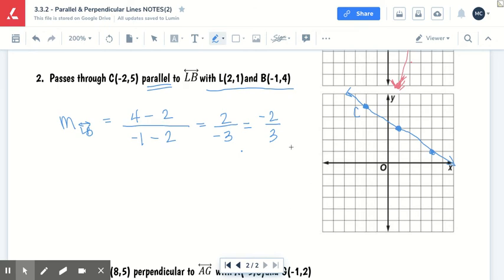I kind of skipped a step there. I talked about it, but I didn't talk about it in the right place. So let me go back just a little bit here. The point that I plotted was the point that they told me is on the line. The slope I used was the slope that I found from the line that was parallel. Because they're parallel, I know that the slopes are the same. So once I found this slope, I could use it with the point that I had already plotted.